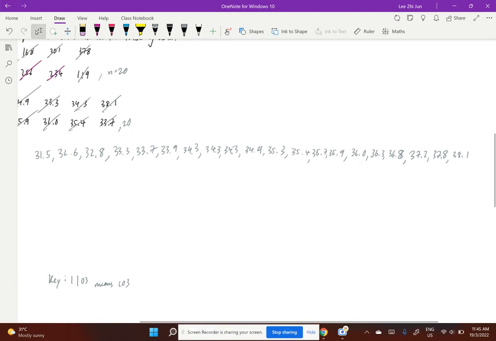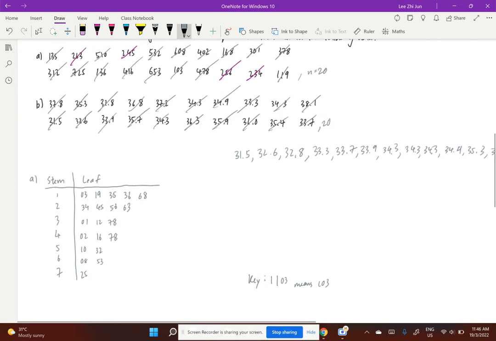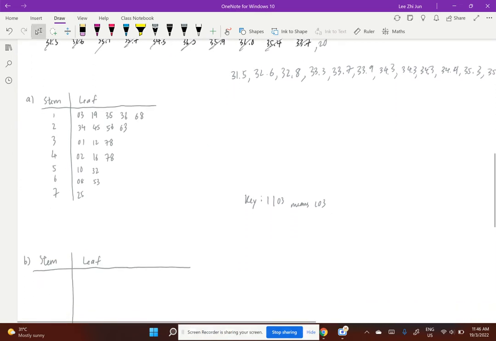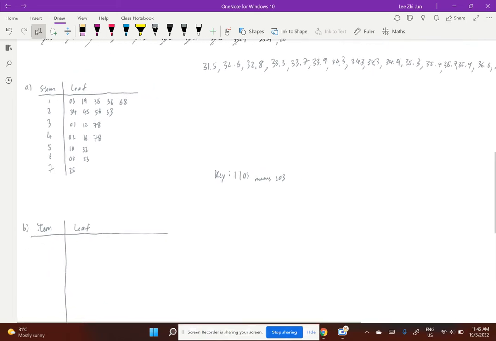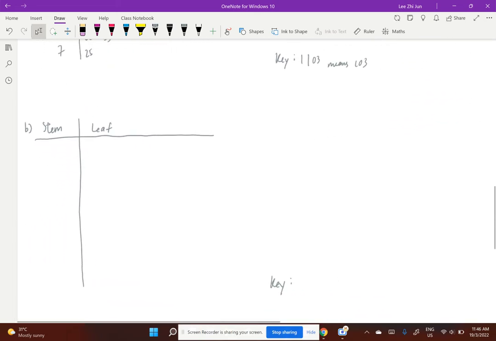Okay, so we count it. 1, 2, 3, 4, 5, 6, 7, 8, 9, 10, 11, 12, 13, 14, 15, 16, 17, 18, 19, 20. So we have 20 values. So I completed the ascending order. So now we can draw the stem and leaf diagram. So 3.1 to 3.8.